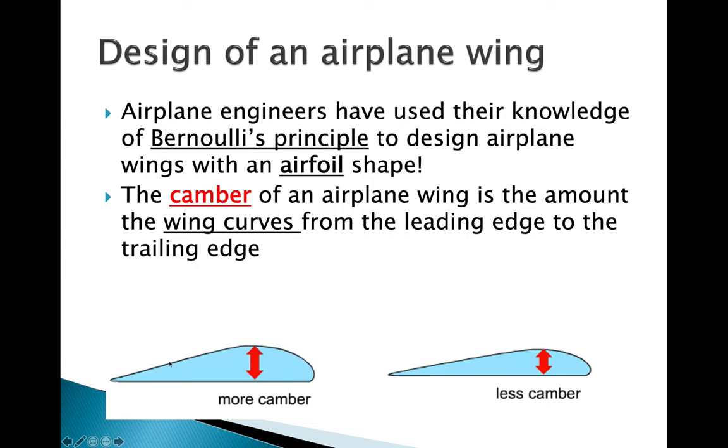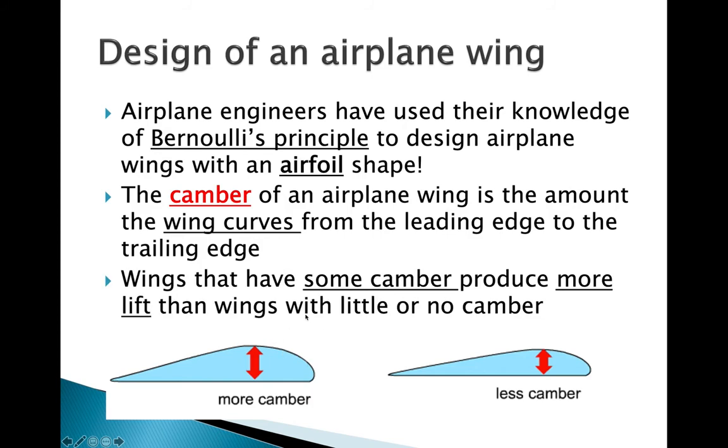Big curve, big slope. Of course, it's going to create more lift because the air is going to move even faster. And then less camber, less of a slope, is not going to be as steep for the air to go down the slide. So then, of course, the air isn't going to be moving as fast as this one with more camber. So wings that have some camber produce more lift than wings that have little to no camber.